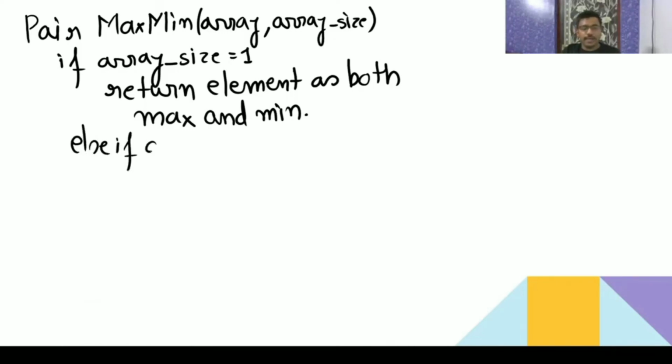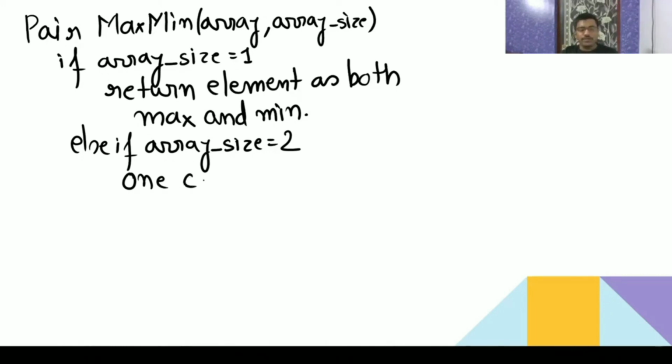Else if array size is 2. If the array size is 2, then compare these two elements, and whichever is greater is going to be the maximum, the other the minimum. One comparison we require. If we have two elements, then one comparison. If there is only one element, then no comparison.